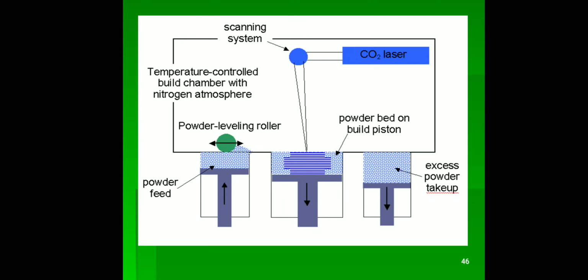Then you can see here it is a platform. This is a powder. This is a powder leveling roller. Then in the second stage, first layer forms, second layer, third layer, fourth layer, fifth layer, and then what happens? This platform moves in the downward direction as the layers form over the surface. Here, this is a temperature controlled build chamber where nitrogen is used for controlling the temperature, and then in the last portion, excess powder is removed from the component. So this is the working of this system.